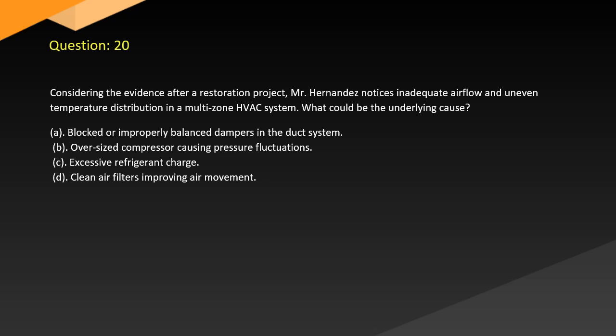Question 20. Considering the evidence after a restoration project, Mr. Hernandez notices inadequate airflow and uneven temperature distribution in a multi-zone HVAC system. What could be the underlying cause? A. Blocked or improperly balanced dampers in the duct system. B. Oversized compressor causing pressure fluctuations. C. Excessive refrigerant charge. D. Clean air filters improving air movement.